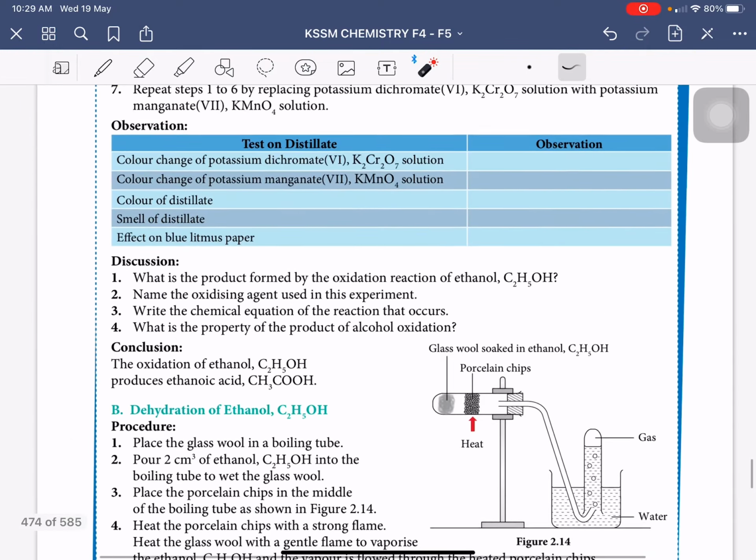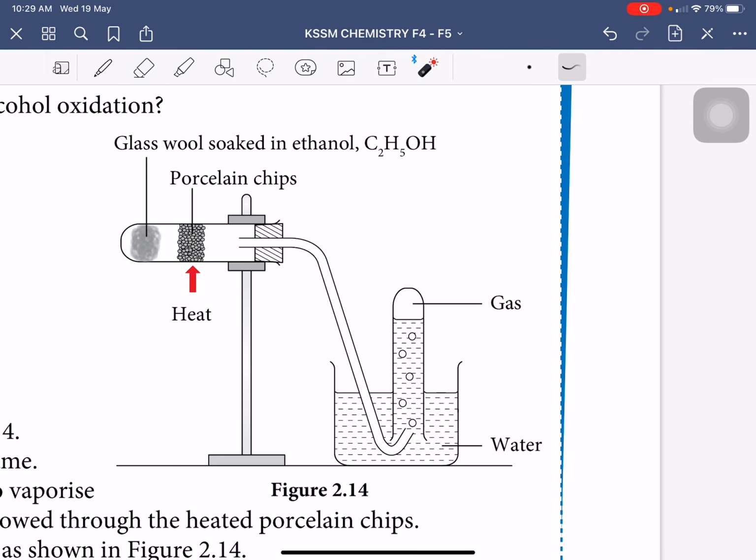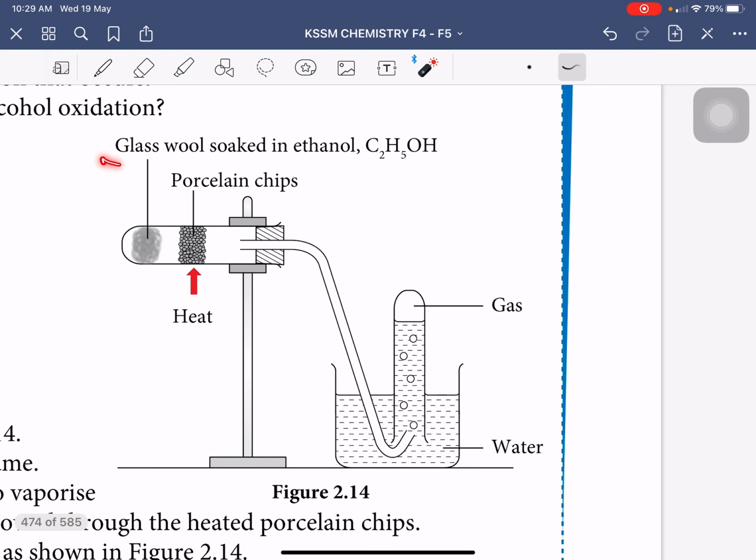So this is the activity. This is the picture. And this was the question that came out in SPM 2020. So what happened here is, you will have glass wool. Glass wool adalah kapas, wool kaca. It's a kapas that has glass in it. Soaked in ethanol, yang direndam, dicelup ke dalam alkohol, and then you put it inside. It must be horizontal, mendatar, okay, and then you put some porcelain chips in it. You heat strongly, and then you heat this one slowly.